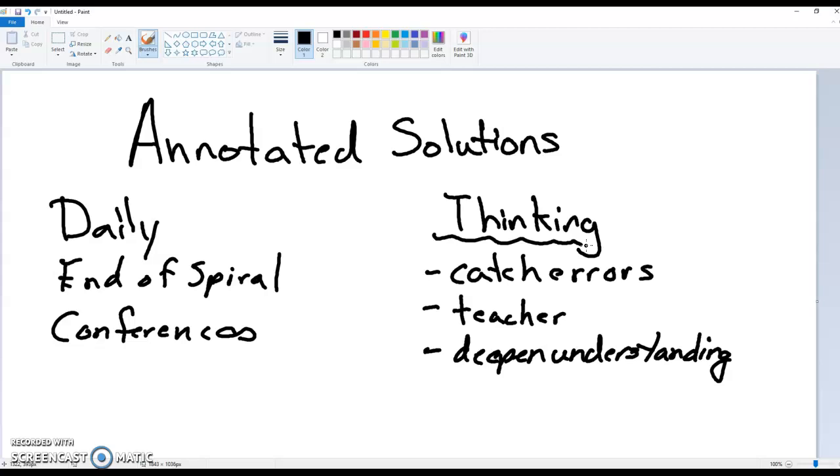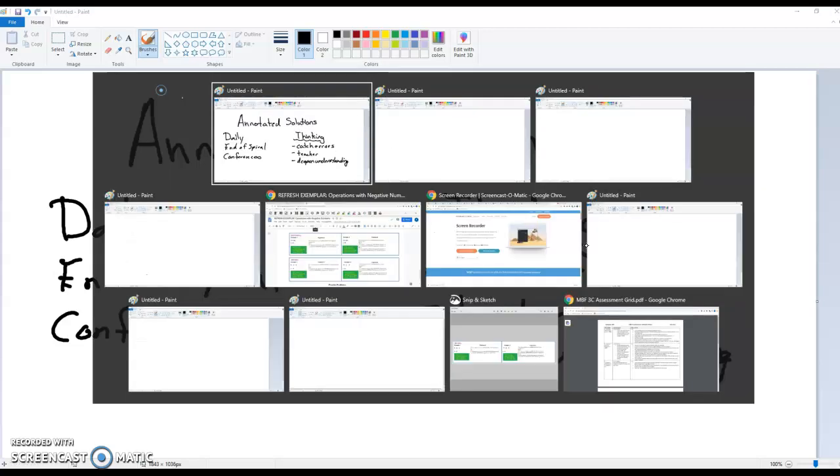Okay, so you can do your annotated solutions on paper and take a picture or scan. You can type up solutions, although that can get pretty yucky, so I wouldn't suggest that. But if you like to, go right ahead. I'm using a program called Paint because I have a tablet and a digital pen. And then I'm using a program called Screencast-O-Matic so that I can take a video as I'm working through.